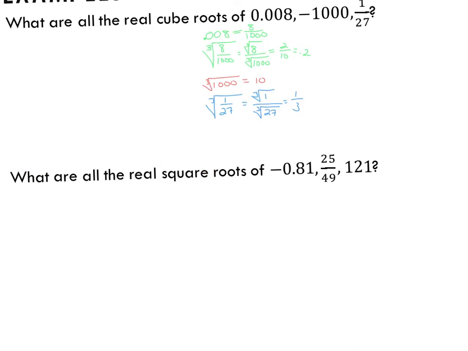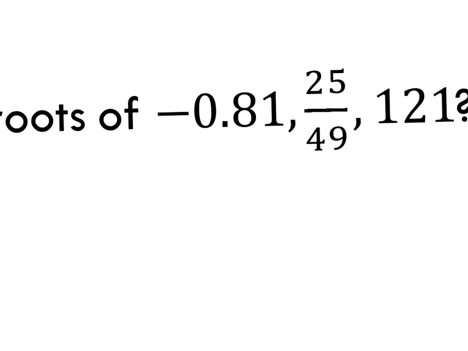In our next example, we're going to find all the real square roots of negative 0.81, 25 over 49, and the square root of 121. So, the square root of negative 0.81: because it says what are the real square roots, we don't have i's in any of our answers. So because it is a negative under an even radical, we just say none. And that's it for that one.